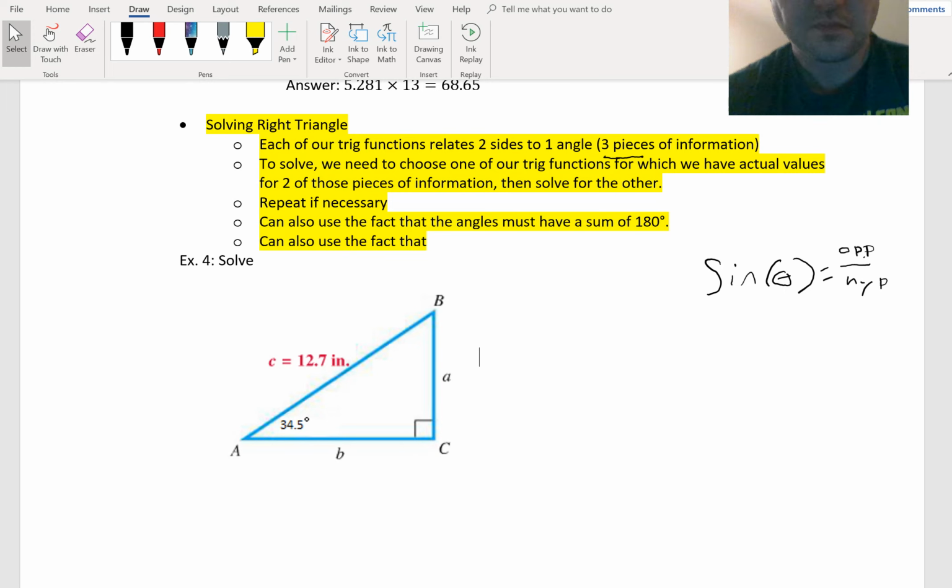Okay, in order to solve our trig equations or our trig formulas, we need to choose the formula that matches the data that we have, right? So we want to pick a formula for which we have two of those values or two of those pieces of information, and then repeat and repeat and repeat.